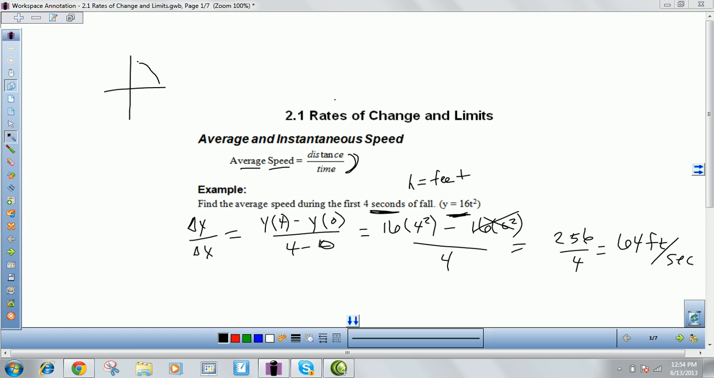To give you kind of an insight to what instantaneous speed is, it's exactly what it sounds. It's the speed at some instant in the fall, like at 2 seconds or 2.13 seconds. It's at a specific time in that fall. That's the instantaneous speed. So that's what we're going to find. All right, so average speed.